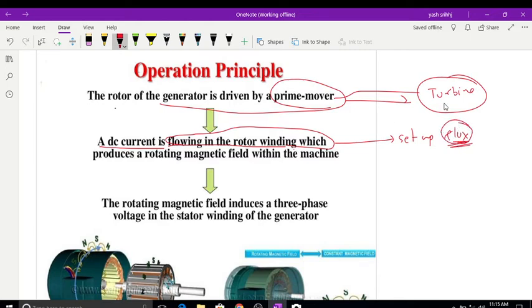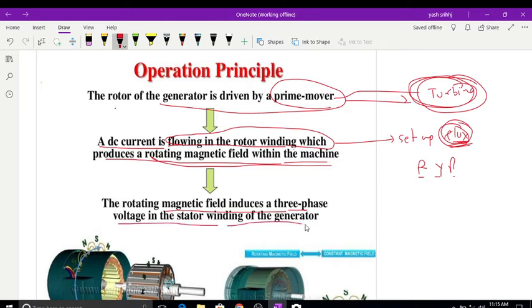So if you rotate the rotor with the help of a turbine, this flux rotates and cuts the stator flux, which produces a rotating magnetic field within the machine. Nothing but after cutting the RYB phase winding, it will produce a rotating magnetic field. So the rotating magnetic field induces the three phase voltages in the stator field winding.